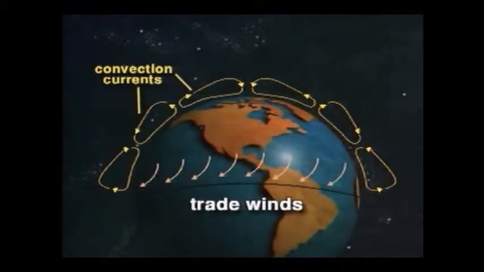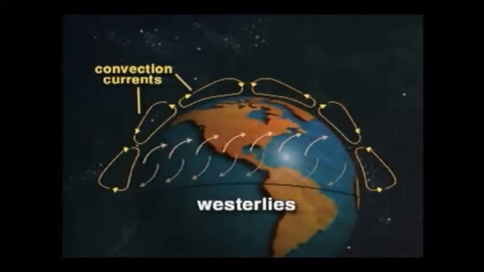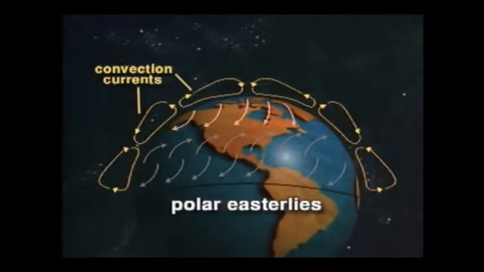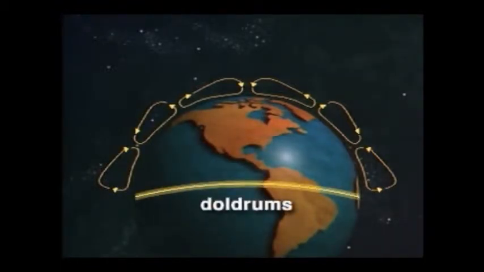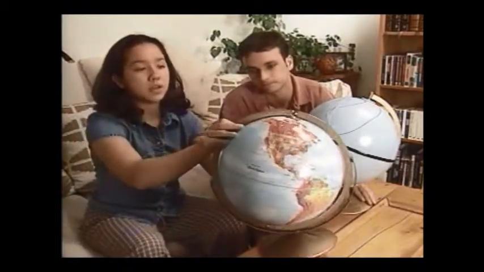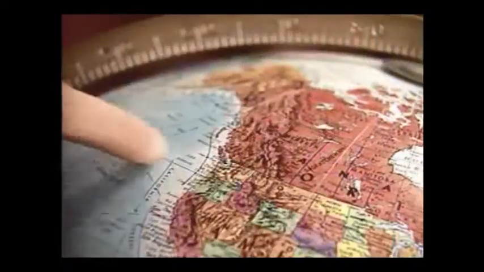The trade winds, the westerlies, and the polar easterlies. And here at the equator, there aren't any winds? No. Along the equator, there are no prevailing winds. This is where we find the doldrums. Do you know which winds drive our weather? Most of our weather systems come from the west, so they must be driven by the winds from the west.